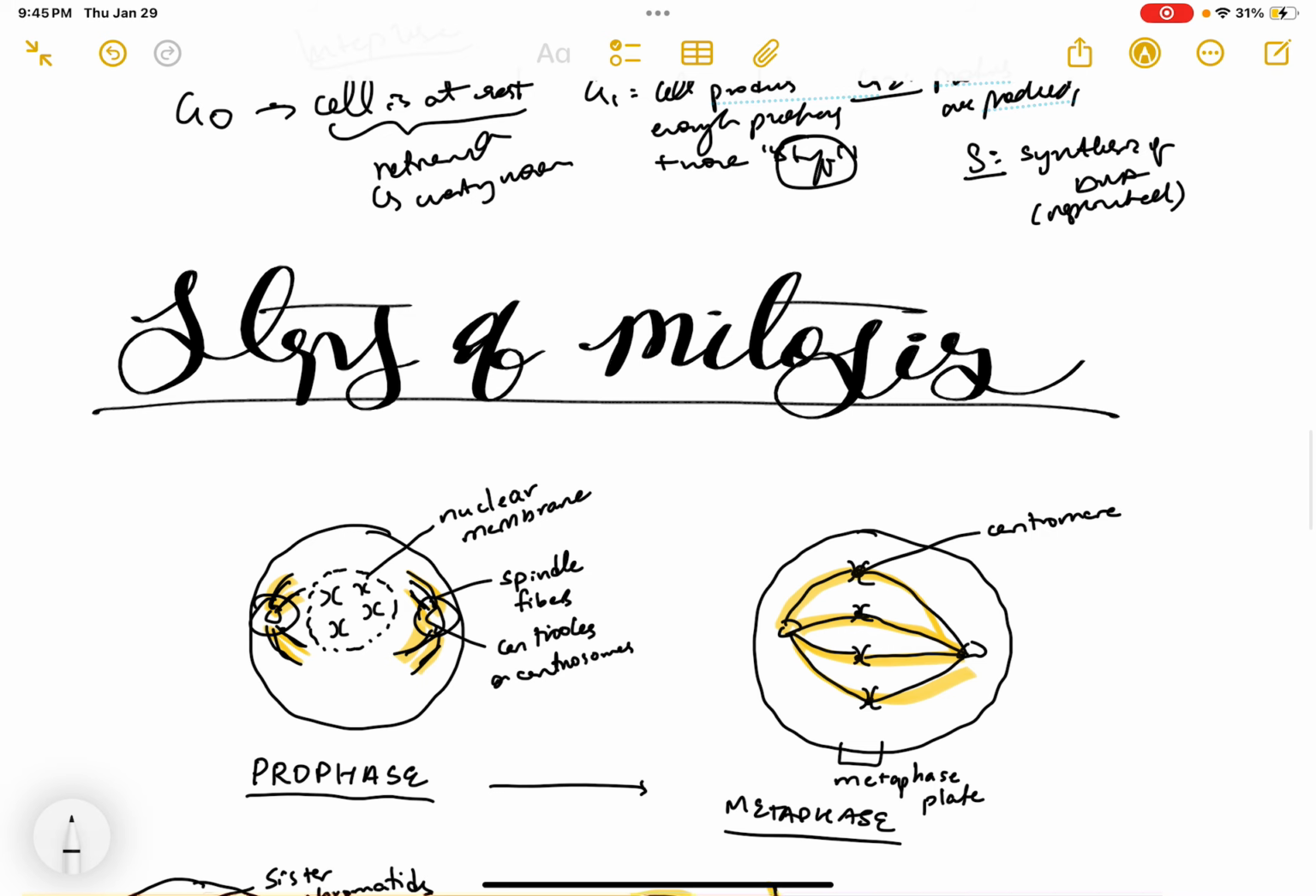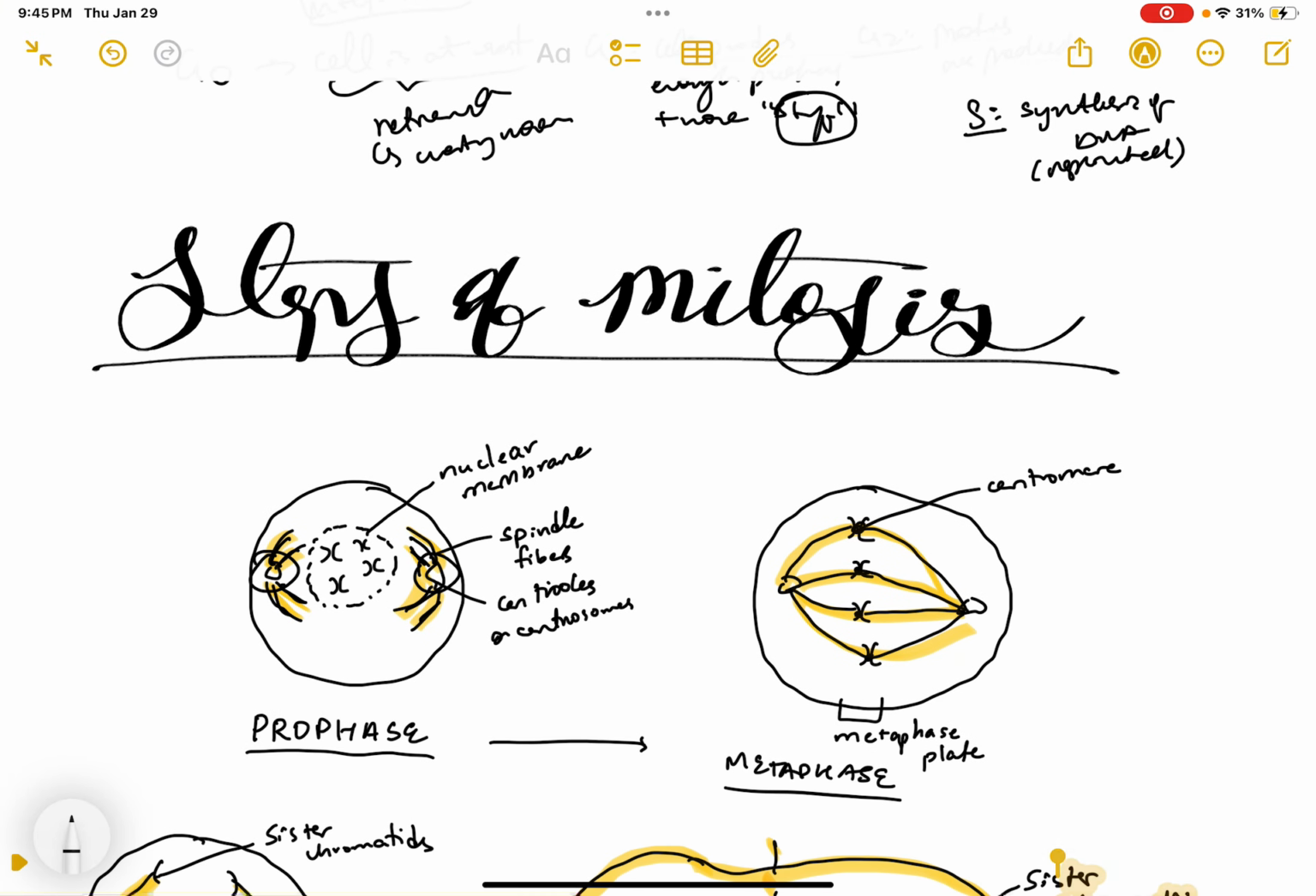Now, let's move on to metaphase. In metaphase, we have the same centrioles or centrosomes here with even more developed spindle fibers. They're developed so much that they can even attach to the centromeres of the chromosomes. So it's important to understand the structure of chromosomes. We have a chromosome here. Within the structure of this chromosome, we can see that in the middle is called a centromere.